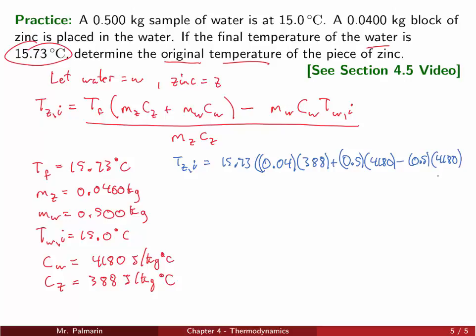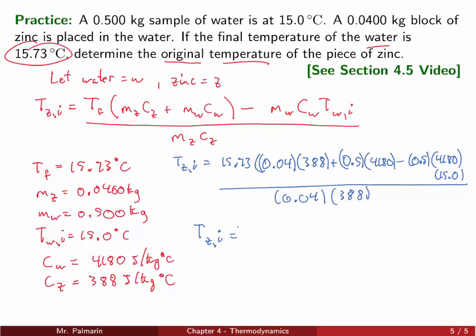The initial temperature of water is 15 degrees Celsius. This is all over MZ, which is 0.04, times CZ, which is 388. Okay, well, how would you compute this? You can actually compute this in one step if you're familiar with the store and recall button in your calculator, or if you're just really confident with brackets.